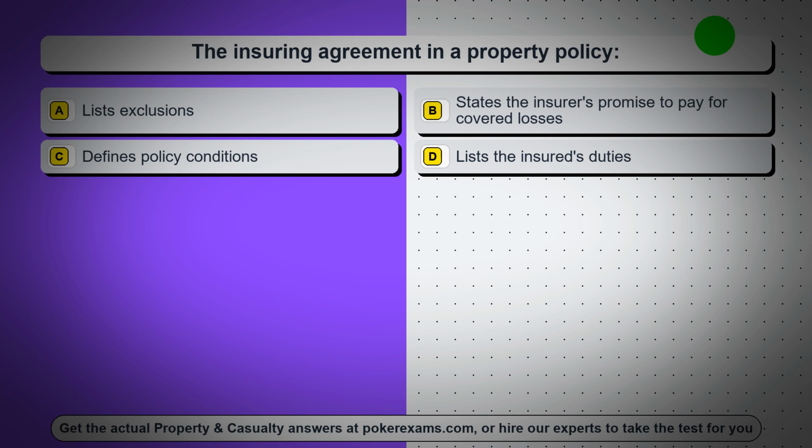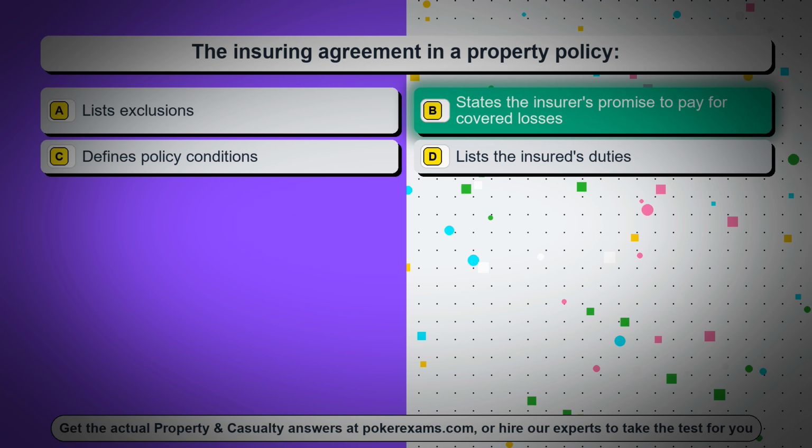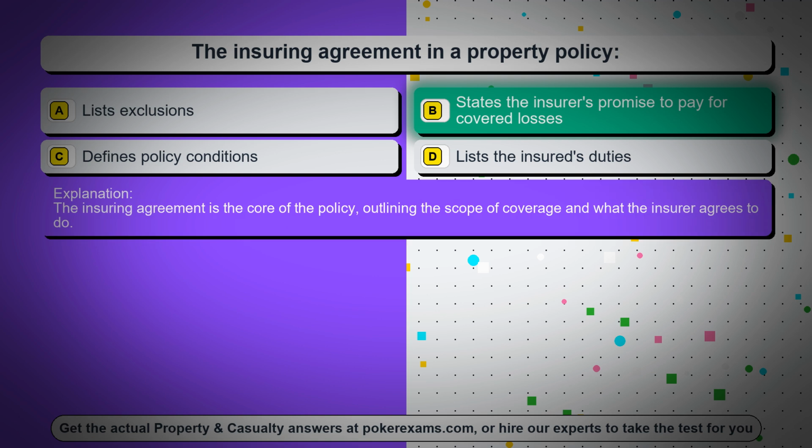Question 37. The insuring agreement in a property policy. Option A, lists exclusions. Option B, states the insurer's promise to pay for covered losses. Option C, defines policy conditions. Option D, lists the insured's duties. The correct answer is option B, states the insurer's promise to pay for covered losses. The insuring agreement is the core of the policy, outlining the scope of coverage and what the insurer agrees to do.